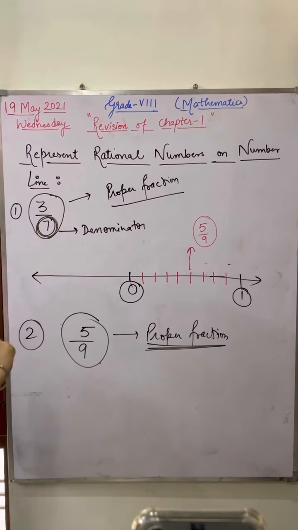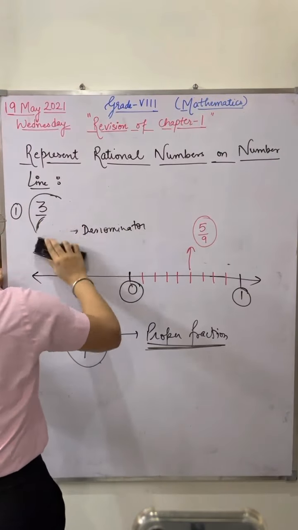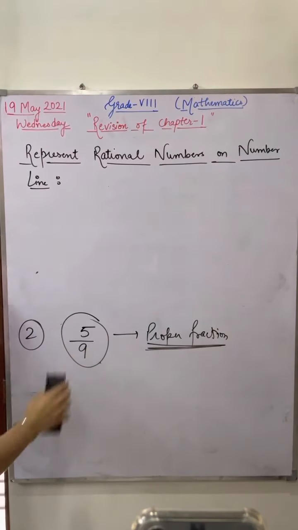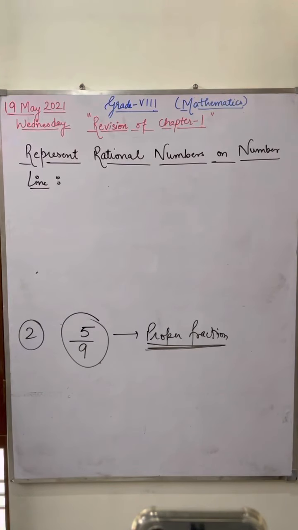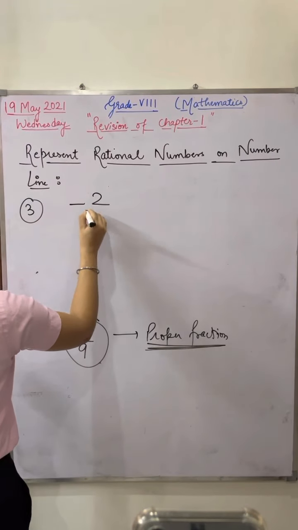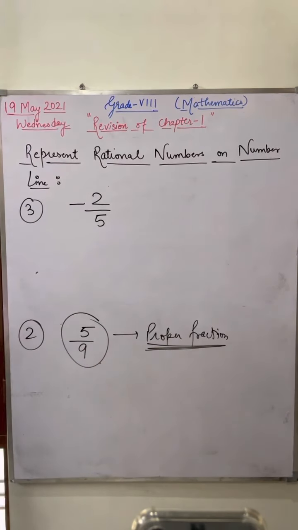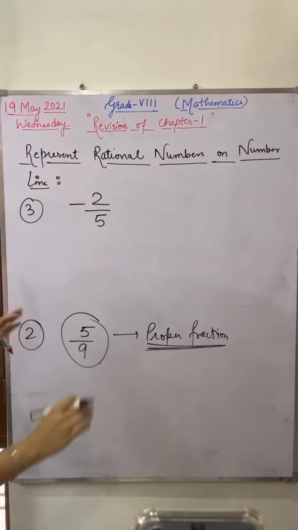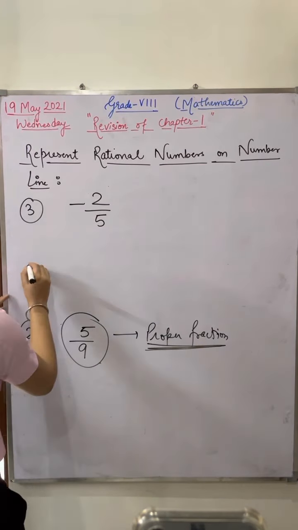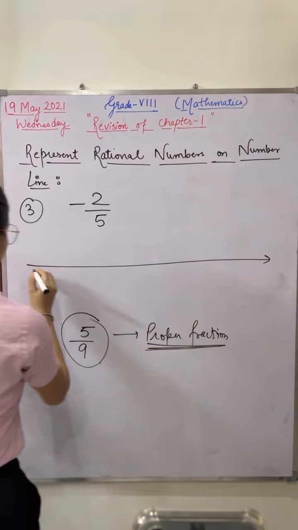Alright, now I'm giving you the next number line. Quickly take your practice notebook with you. I'm giving you the next question. That is, the third question I'm giving you: minus 2 upon 5. Quickly do this. No, you mute yourself, Chaitanya. Everyone, do this question.